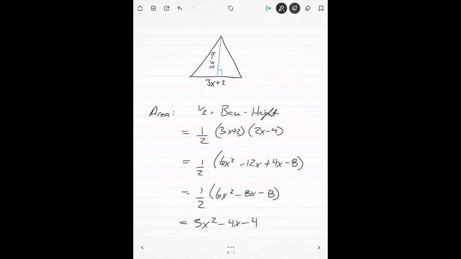Okay, well, hopefully you were able to figure this problem out, and it wasn't too difficult, because again, all we're doing is multiplying the base and the height, the 3x plus 2 and the 2x minus 4 together. We ended up with the polynomial 6x squared minus 8x minus 8, and then we have to multiply this by a half. So when we distribute the half through to each term, we end up with 3x squared minus 4x minus 4. And that's it. That's how we're doing these different geometric problems where the dimensions that we have are really polynomials.